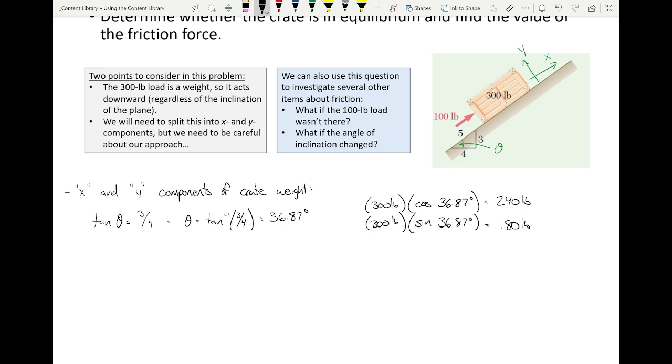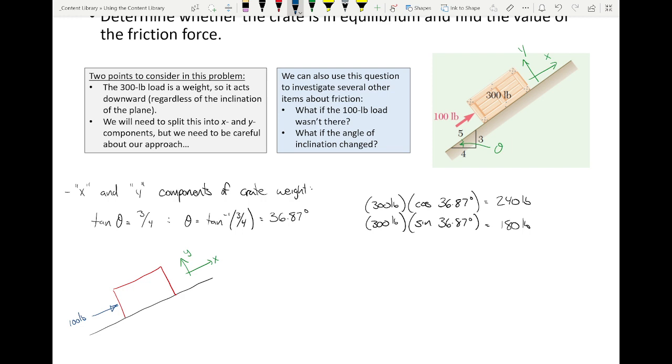Now, what I am proposing is this for the weight of that crate. So here's the crate. And here's the y-axis, here's the x-axis. Now remember, we have this 100-pound load acting like this. What we need to do is take this weight of the crate and split it up into an x and y component.